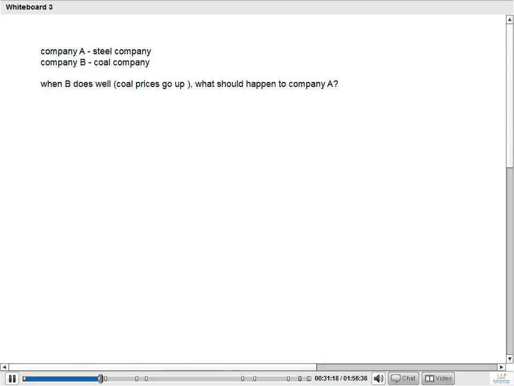Coal goes in as an input in the production of steel. So coal is used to heat iron ore, which creates steel. So if coal prices go up, that means what is likely to happen to the profitability of steel companies?